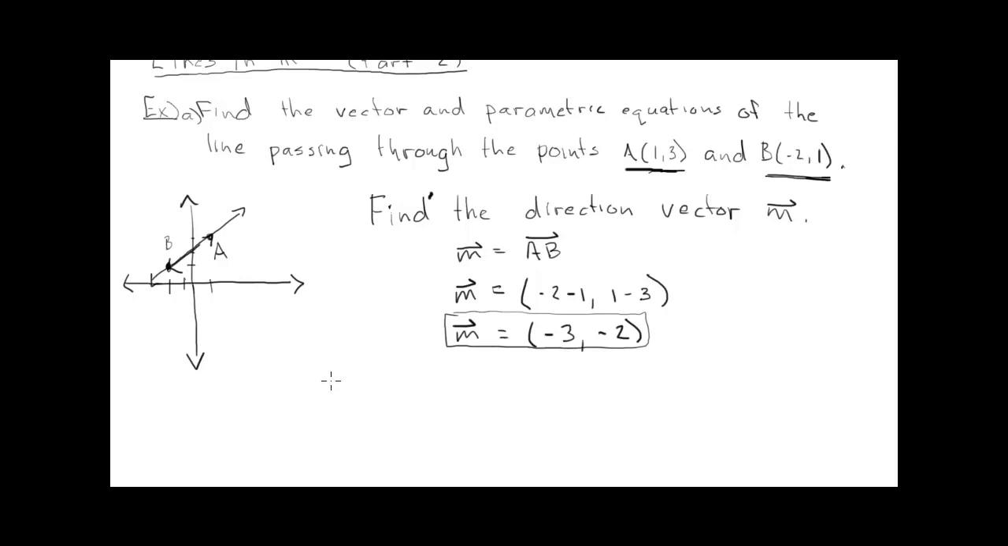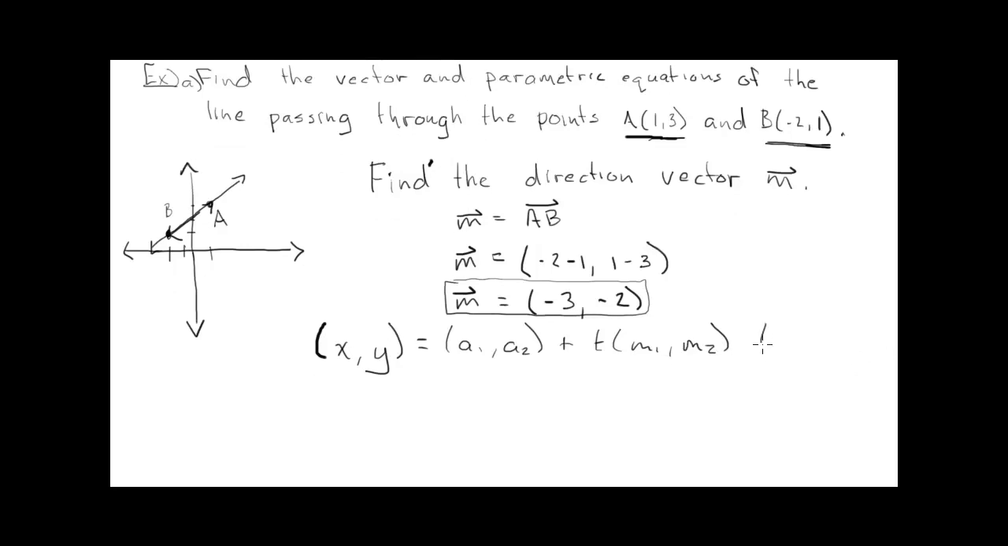So now that I have the direction vector, I know that the general vector equation looks like this, where m1, m2 is a point on the line, t is a real number. So that's easy, I just found that, right? t times minus 3, minus 2. What's the point I'm going to use? Well, I could use either A or B. So I'll take A because that's first. So there's my vector equation. Done. And what about parametric equations?